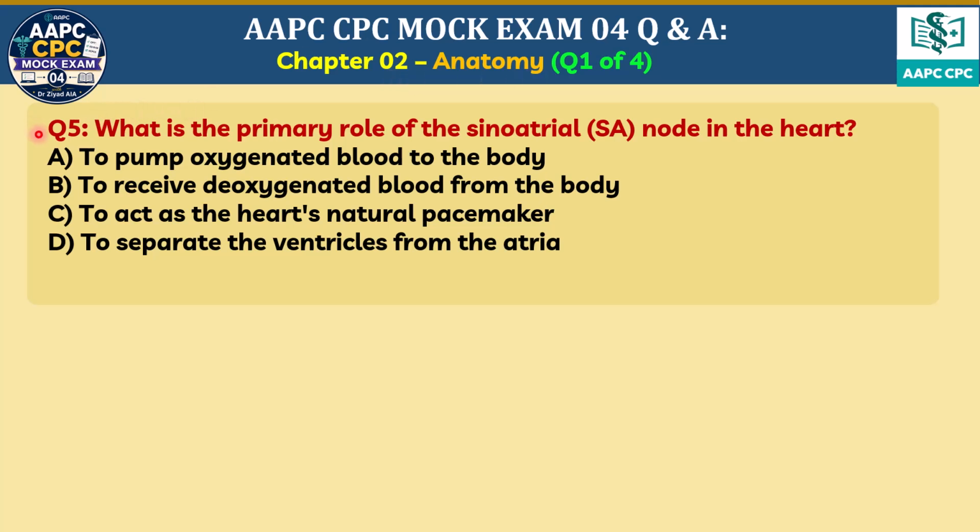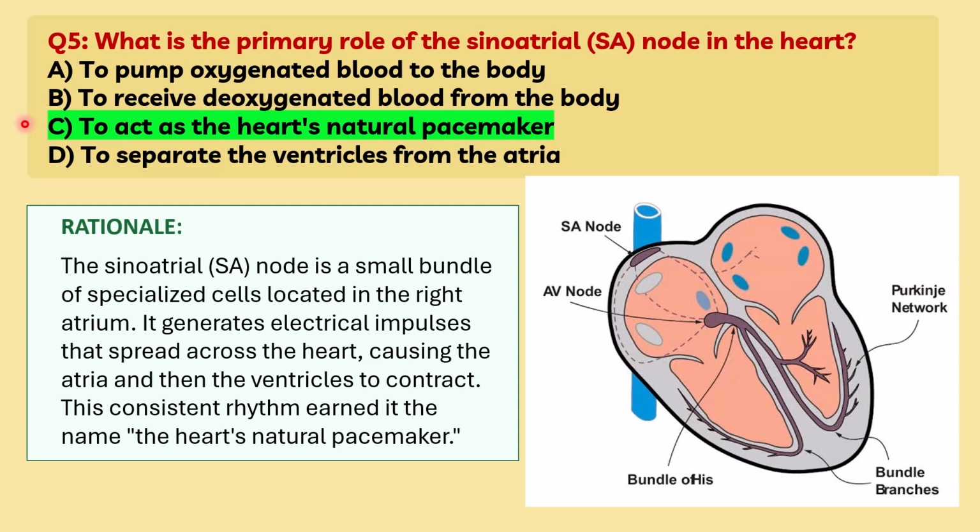What is the primary role of the sinoatrial node in the heart? A. To pump oxygenated blood to the body. B. To receive deoxygenated blood from the body. C. To act as the heart's natural pacemaker. D. To separate the ventricles from the atria. Think the answer. The correct answer is C. To act as the heart's natural pacemaker.